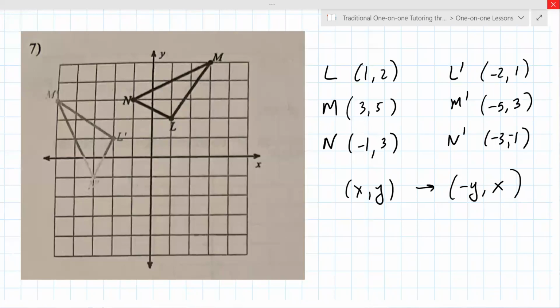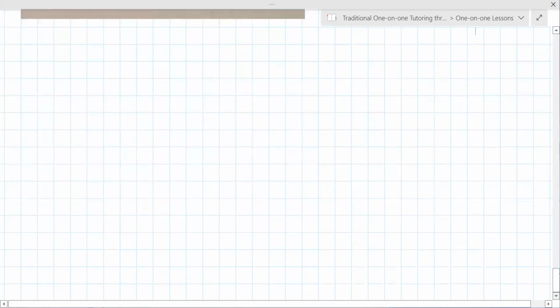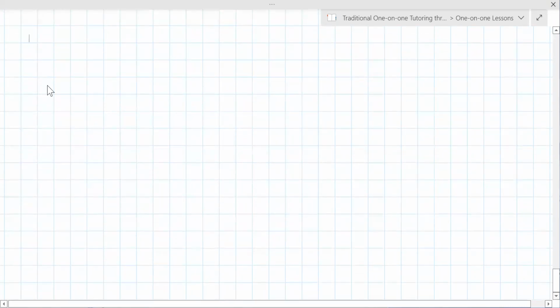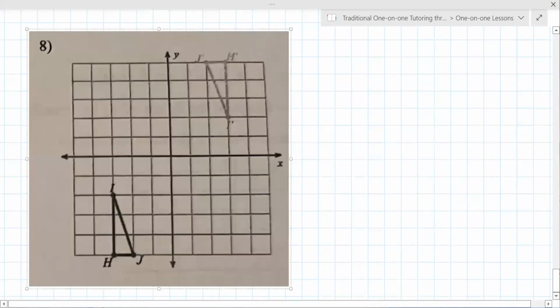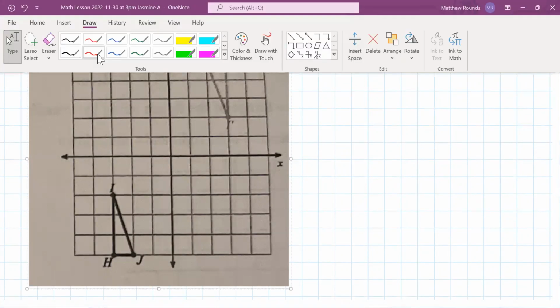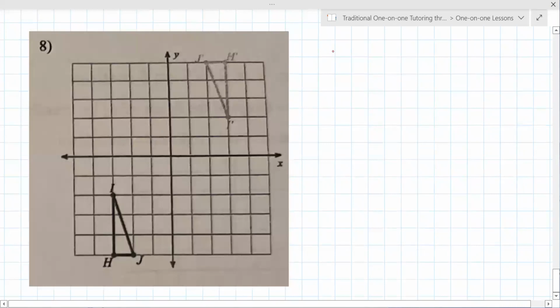All right, number 8. So number 8 is more interesting because there's a couple of options. There's multiple ways to get from one place to the other. So for example, here, I know we've been doing a lot of rotations, but if you were to first reflect over the x-axis, this would have the following appearance.